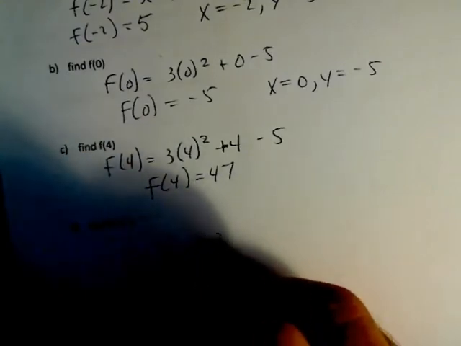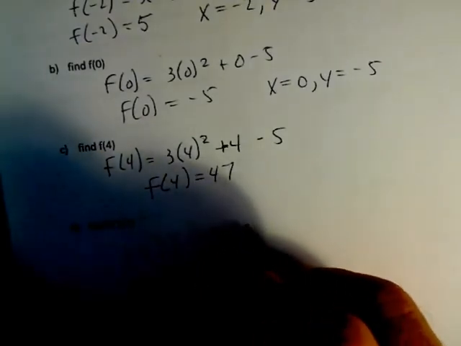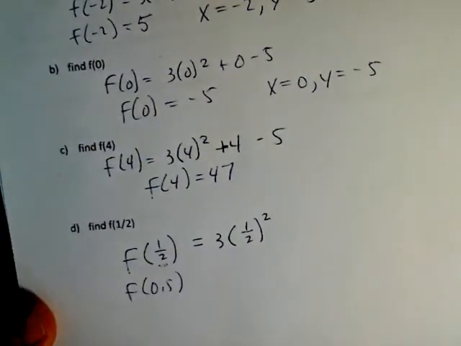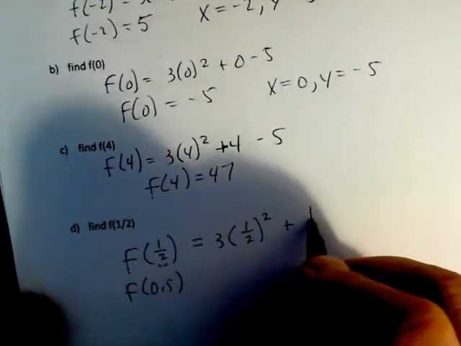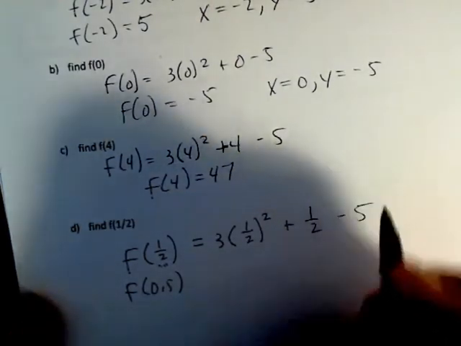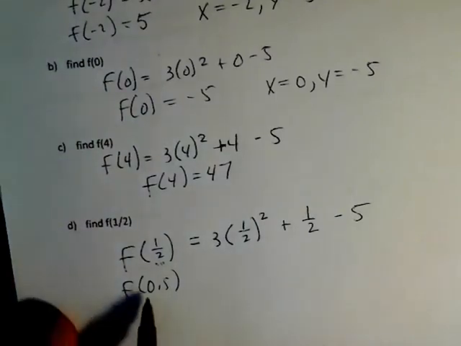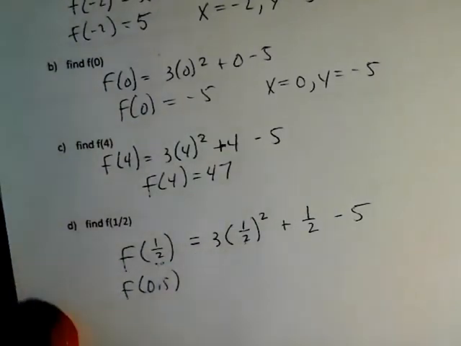So you can do this either way if you're using your calculator. So if I substitute using the fraction, I just put 1 divided by 2 inside parentheses, square it, plus 1 divided by 2 minus 5. That's how you can enter it in. Okay? You can totally do it all in one step on your calculator, and you can also use the 0.5 in there as well.